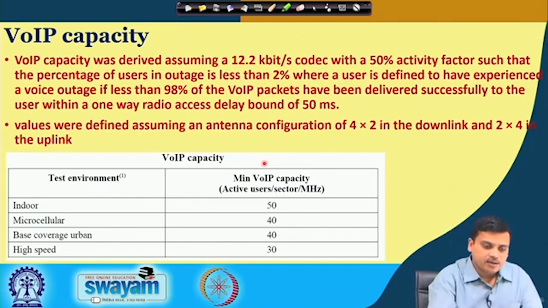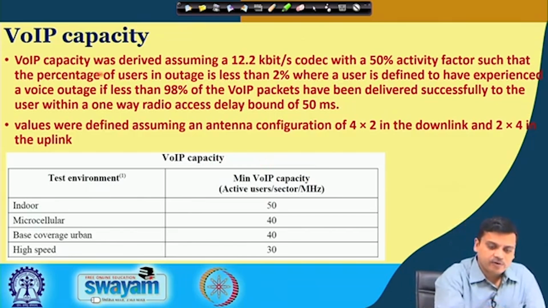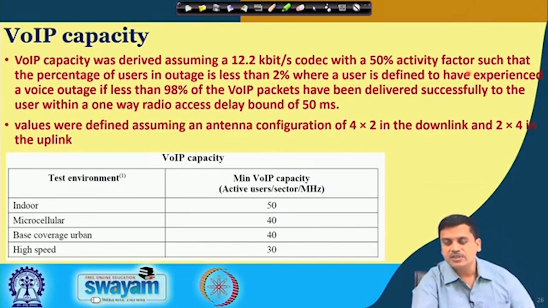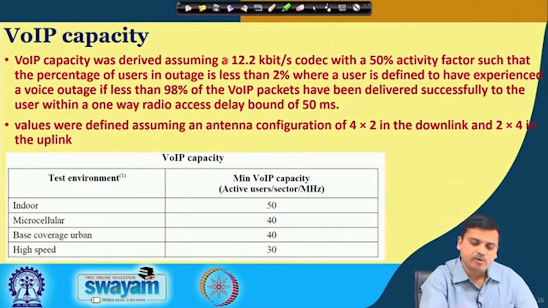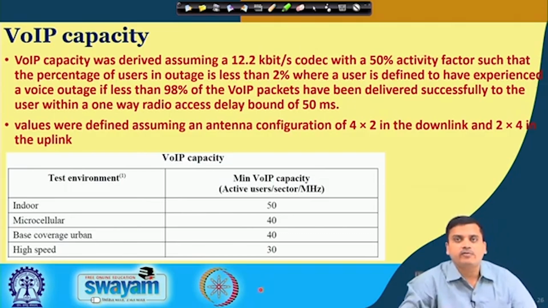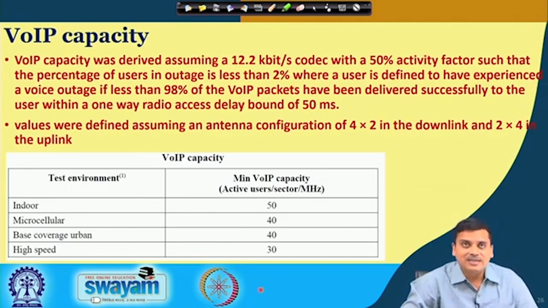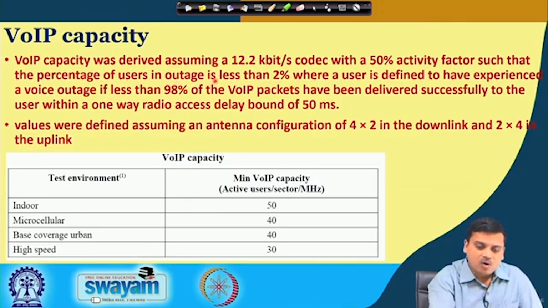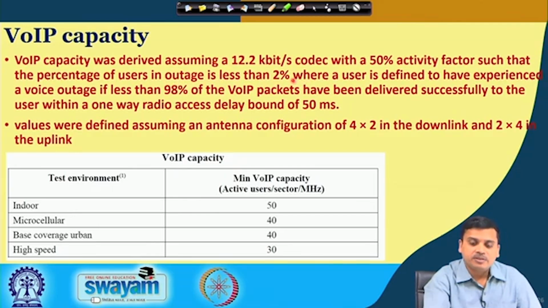As described over here, VoIP capacity was derived assuming a 12.2 kilobit codec with 50% activity factor. There is a detailed model which describes how you generate VoIP traffic to be tested for a particular operating environment, such that the percentage of users in outage is less than 2%. That means 98% of users would be satisfied. So, how would you define whether a user is satisfied or not?